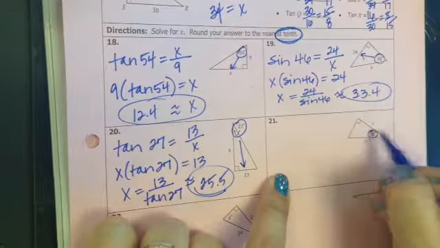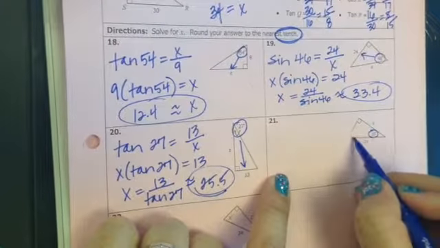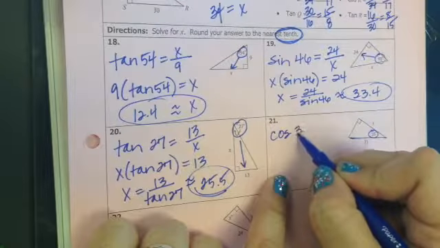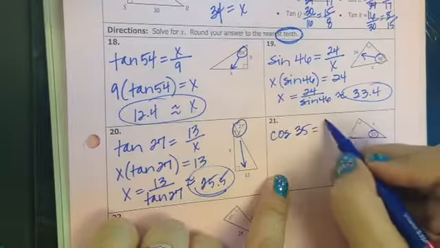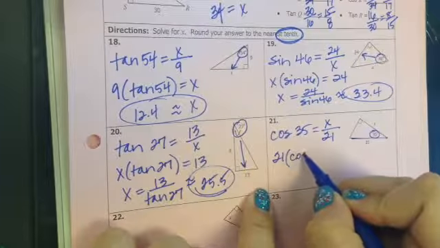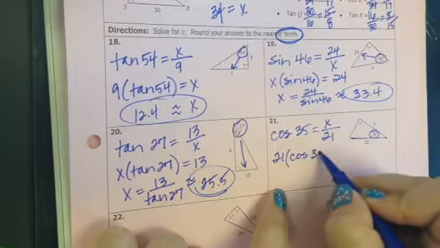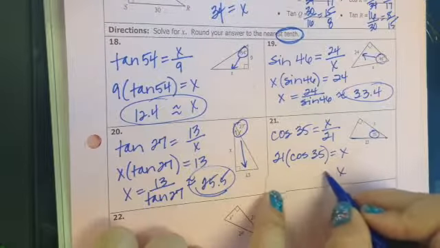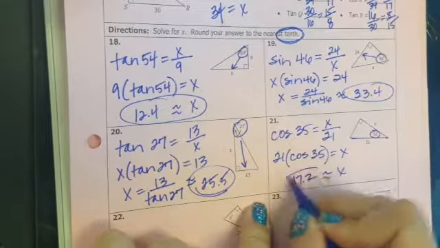21, I know the angle 35. I have the hypotenuse and the adjacent related to it. It's going to be a cosine. Cosine of 35 equals adjacent over hypotenuse. 21 times cosine of 35, multiply both sides by 21 to get it out of the denominator, is going to give me my x value. X winds up being approximately 17.2.